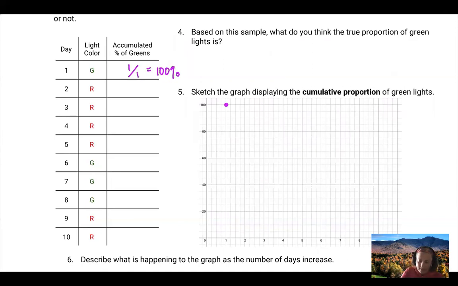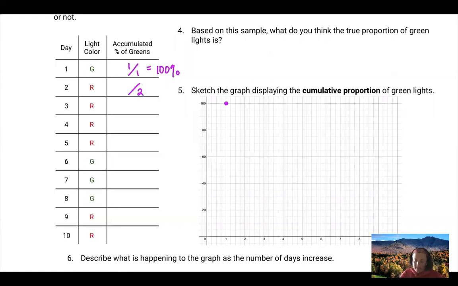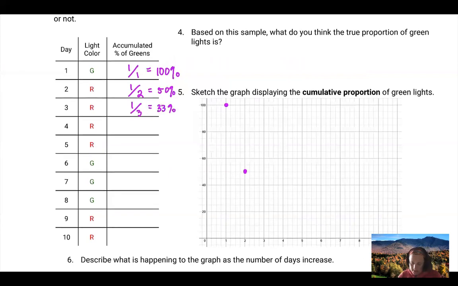For when I collected. All right, day 2, I'm going to have a total of 2 days that I collected, and only one of those times was the light green. So on day 2, I'm now down at 50%. Day 3, the light was red, so I still only have one green light, so 33.333%. Day 3, I can put a little mark down at 33%, maybe about right there. Day 4, I still only had one green light, so we're at 25%. Day 5, still only one green light, 20%.